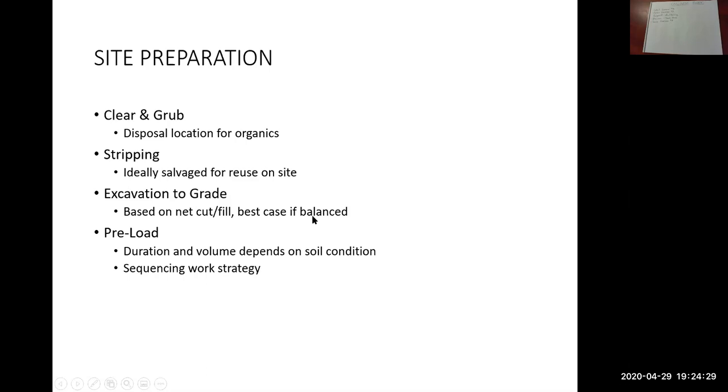That's why the engineers try to balance these two numbers. If the amount of cut is basically the same as the amount of fill, then the cut can go into the fill. You don't need to dispose of anything off site, and you don't need to purchase any imported fill. That's the idea behind that.